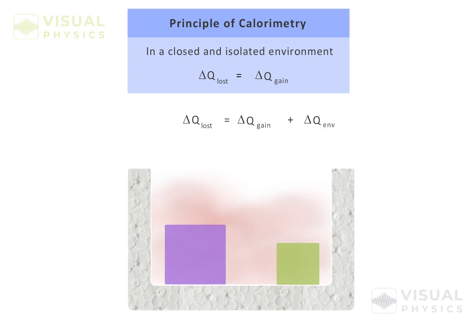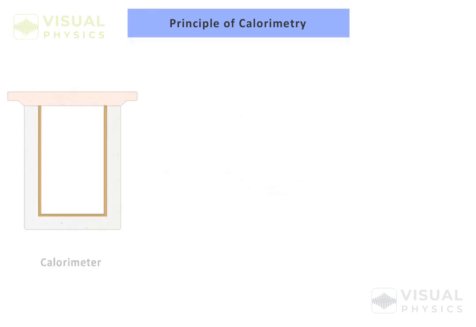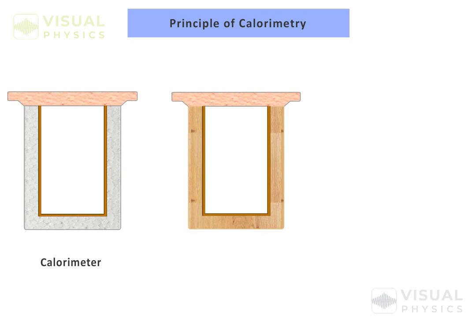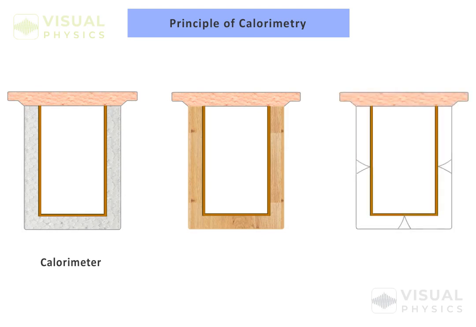Practically, the principle of calorimetry can be used to measure the specific heat capacity or latent heat of a substance with the help of a calorimeter. A simple calorimeter is a small vessel usually made of copper. This vessel is well insulated by surrounding it with a material like wood, thermocol, or even vacuum. This is done to minimize the heat transfer between the calorimeter and the environment.